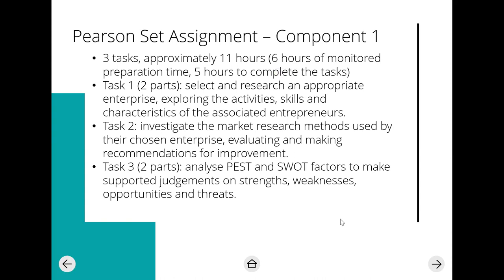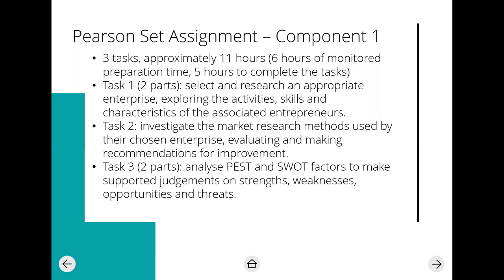Right, so we've got what we've called these Pearson set assignments. For component one, what that means is there's three tasks. It's approximately 11 hours. We get lots of questions about these 11 hours. They are approximate. What we're saying is approximately 6 hours of monitored preparation time and 5 hours to complete the tasks. Some of your learners may not need that time, some may need a little bit more, and it all depends on how it fits in your timetable and how your blocks of lessons may work. So they are approximate, they're not set in stone.